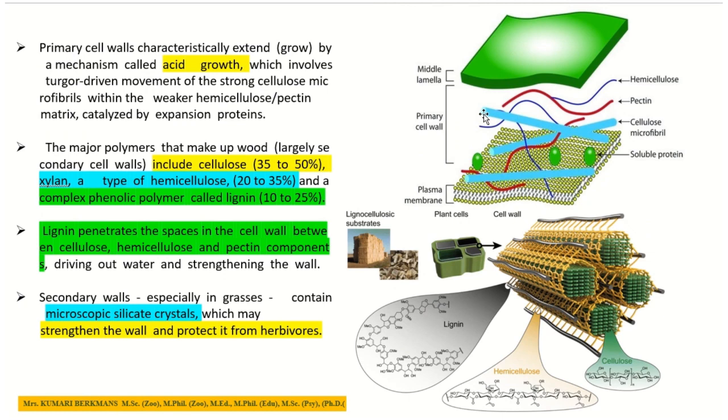If you see here, this primary cell wall is very flexible and it grows. That growth is called acid growth. And the composition of this wall is cellulose 35 to 50%, hemicellulose 20 to 35%, and lignin 10 to 25%. So these are the combinations of cellulose, hemicellulose, and lignin.